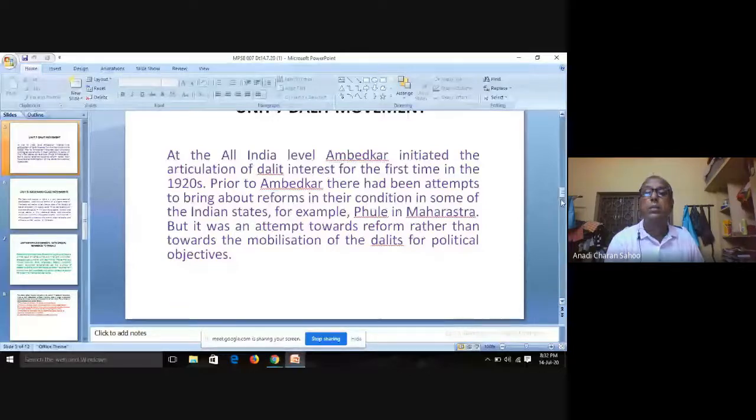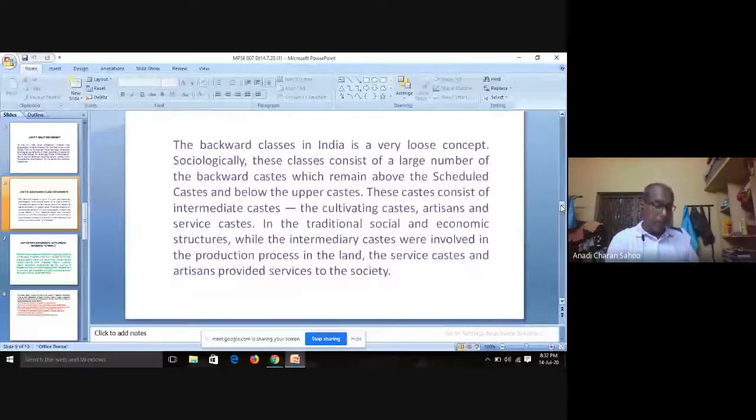Backward class movements. You know, backward class. Particularly it is a loose concept. Backward caste is a loose concept.